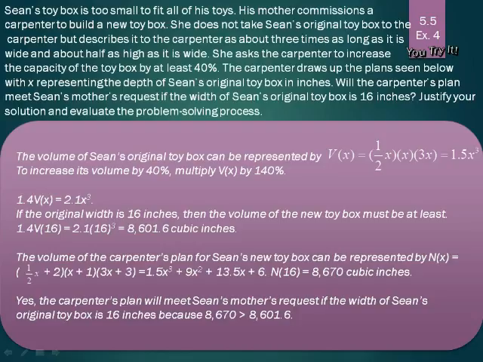The volume of the carpenter's plan for Sean's new toy box can be represented by n of x equals 1/2 x plus 2 times x plus 1 times 3x plus 3 equals 1 1/2 x cubed plus 9x squared plus 13 1/2 x plus 6. N of 16 equals 8,670 cubic inches. Yes, the carpenter's plan will meet Sean's mother's request if the width of Sean's original toy box is 16 inches, because 8,670 is greater than 8,601 6/10.